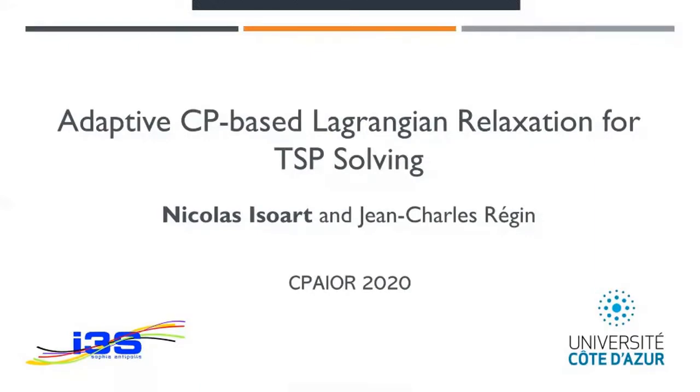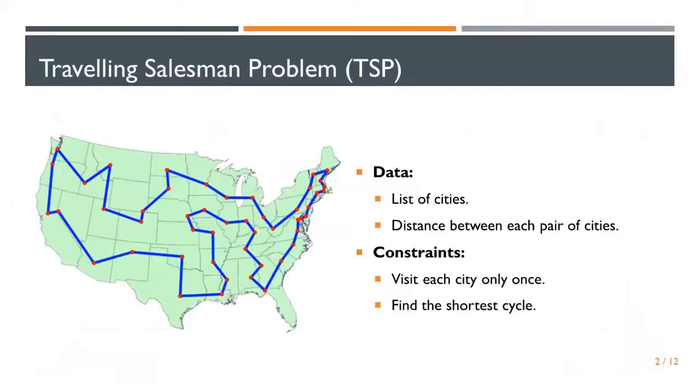Hello everyone, I'm Nicolas Isoart and I will talk about the work done with Jean-Charles Régin on the adaptive CP-based Lagrangian relaxation for TSP solving. This work was done at the I3S, a French laboratory at the University Côte d'Azur. The traveling salesman problem is NP-hard or NP-complete, depending on the variant.